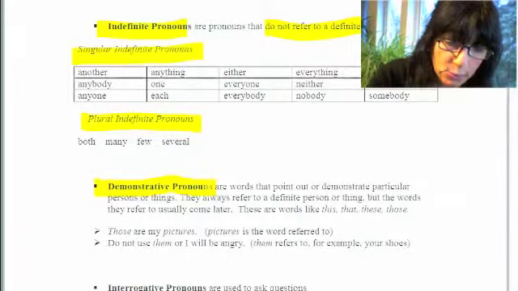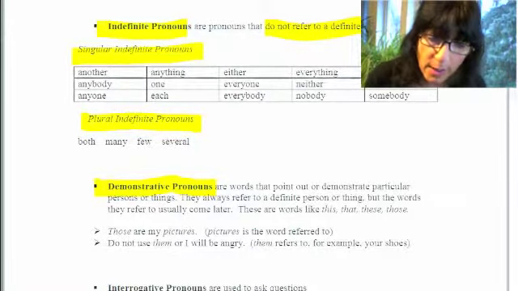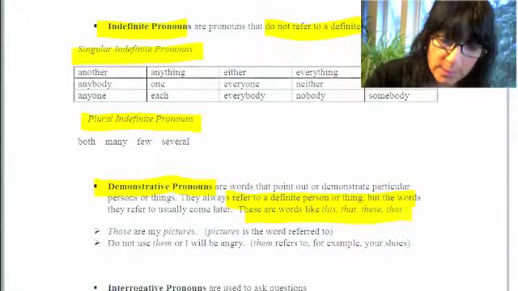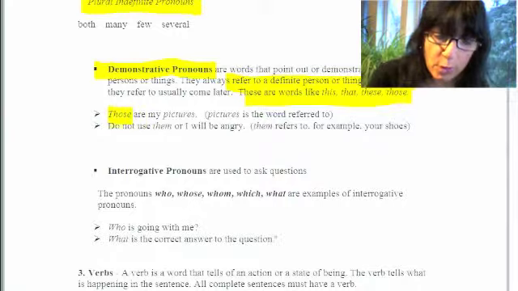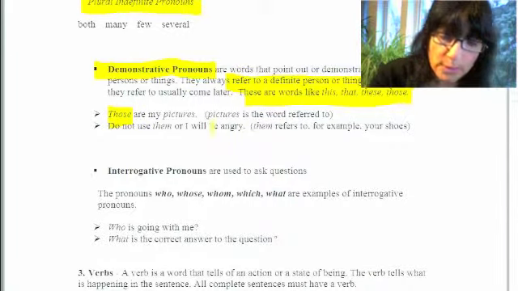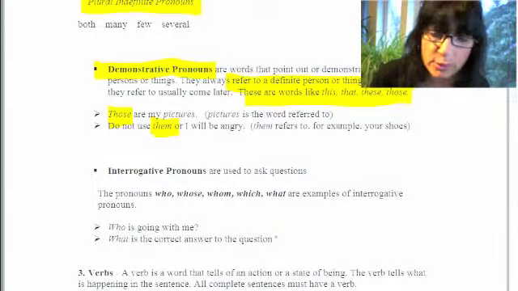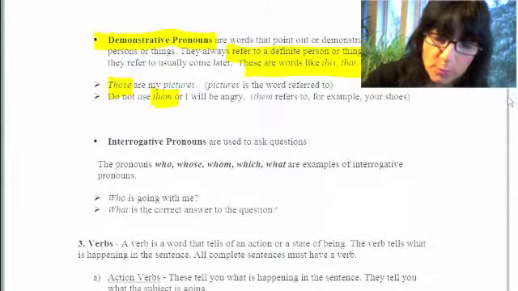The next one is called a demonstrative pronoun. If you demonstrate something, you're pointing out, you're showing something to a reader. So demonstrative pronouns refer to a definite person or thing, but they're words like this, that, these, and those. Example, those are my pictures. Those is referring to the word pictures, which you talk about later. Or do not use them or I will get angry. So them is referring to, for example, my shoes. Don't use them, meaning my shoes. So those are called demonstrative pronouns.